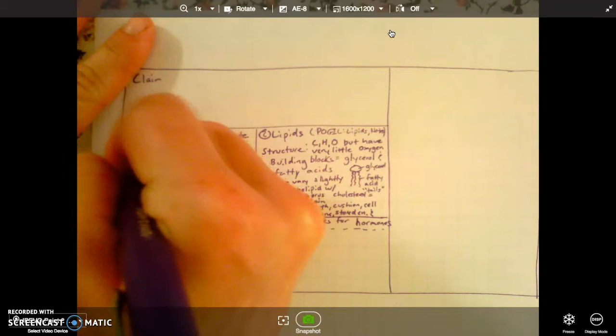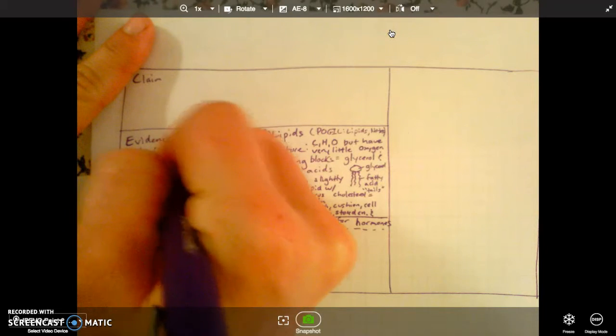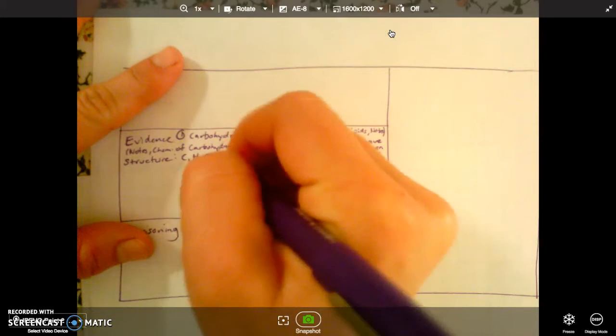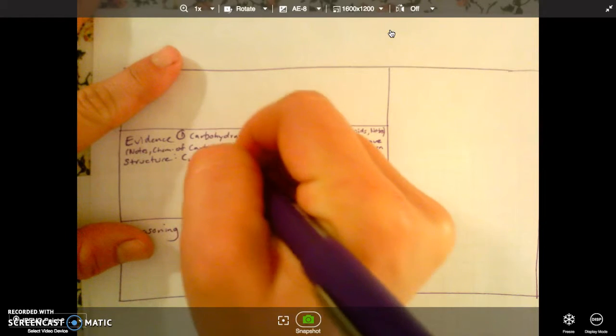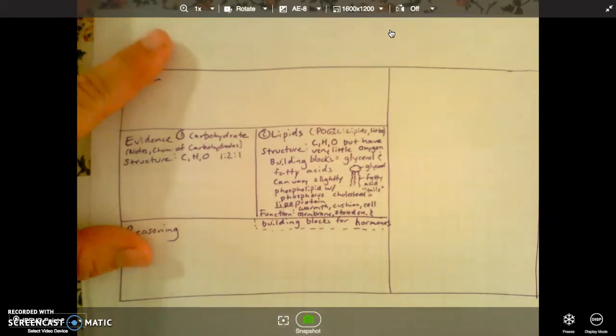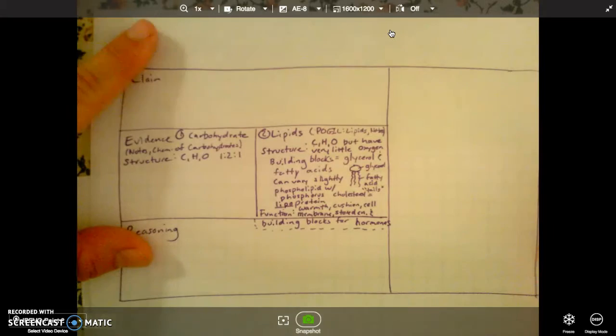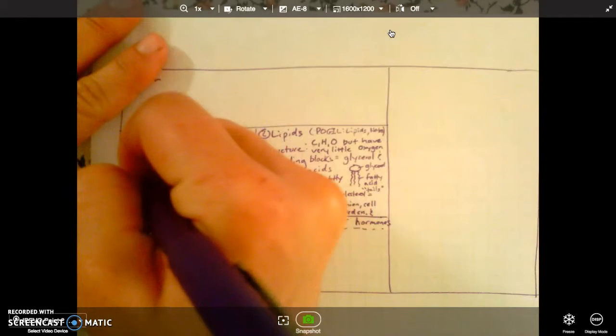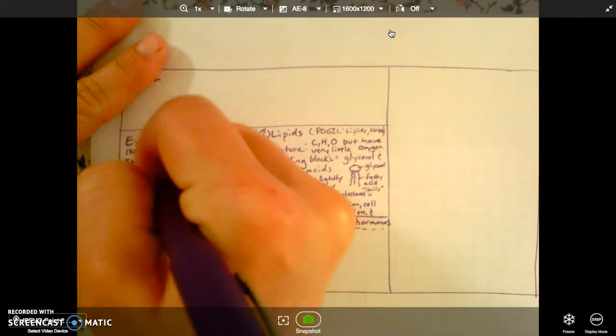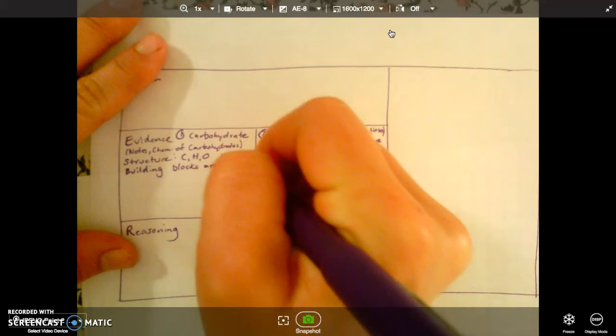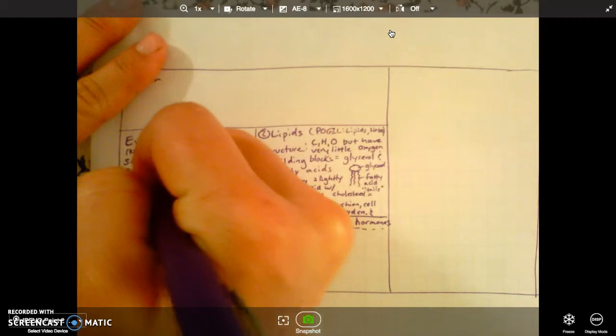We'll start again with structure. So let's start with our chemical composition. We have carbon, hydrogen, and oxygen. And we said that's about in a 1 to 2 to 1 ratio. So about 1 carbon for every 2 hydrogens for every 1 oxygen. That's what we're looking at. We said that the building blocks are monosaccharides.